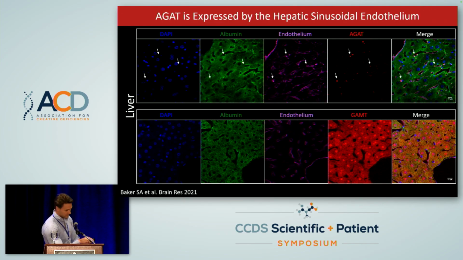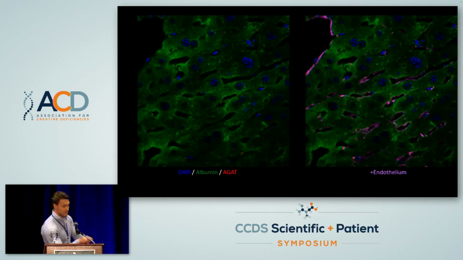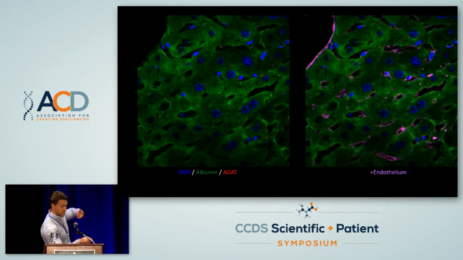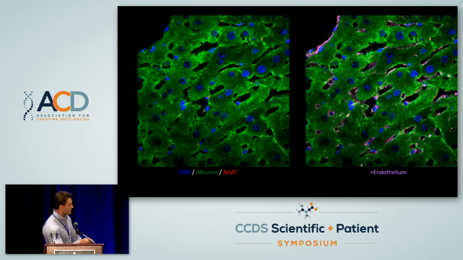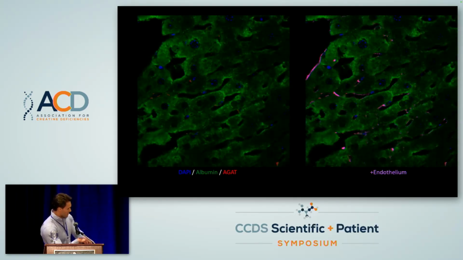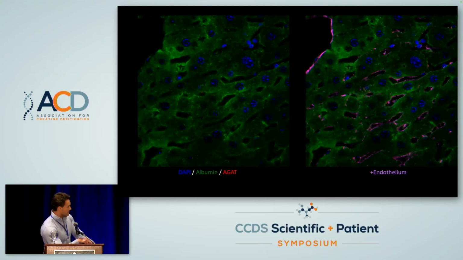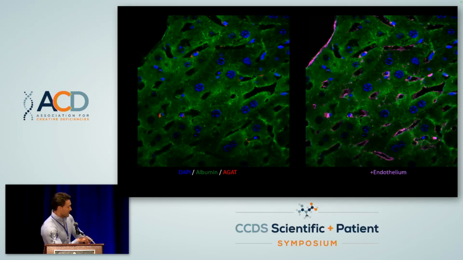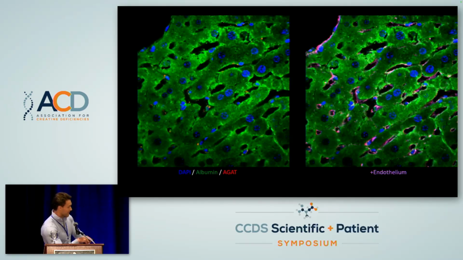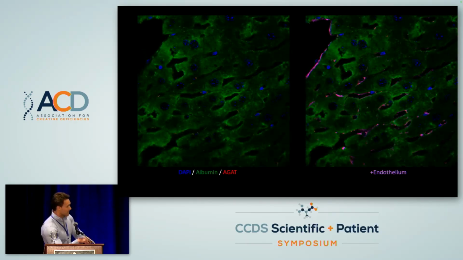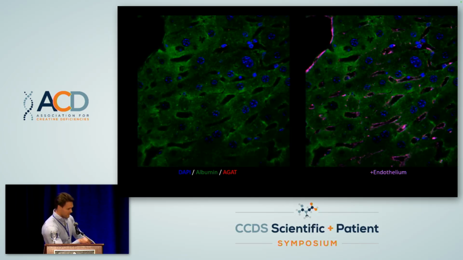And just to show you that in 3 dimensions, this is a mouse's liver where I've taken serial sections using a confocal microscope. If you look at where AGAT is expressed inside the liver, you get these little spots of red. It may be hard to appreciate with the lighting, but suffice it to say that it overlaps with the endothelial cell marker.